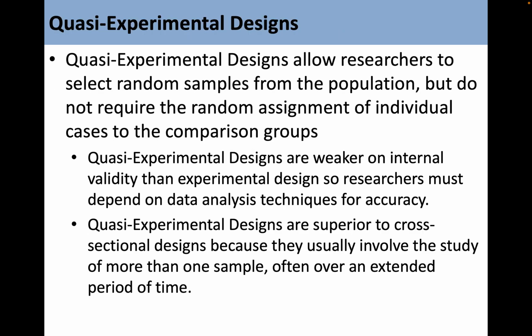Quasi-experimental designs allow researchers to select random samples from the population, but do not require the random assignment of individual cases to the comparison groups. Quasi-experimental designs are weaker on internal validity than experimental designs, so researchers must depend on data analysis techniques for accuracy. Quasi-experimental designs are superior to cross-sectional designs because they usually involve the study of more than one sample, often over an extended period of time.